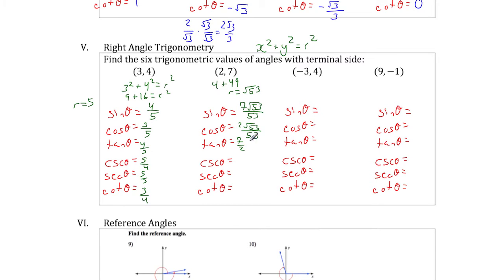Cosecant would be root 53 over 7. Secant would be root 53 over 2, because that's just r over x. And then cotangent would be 2/7.